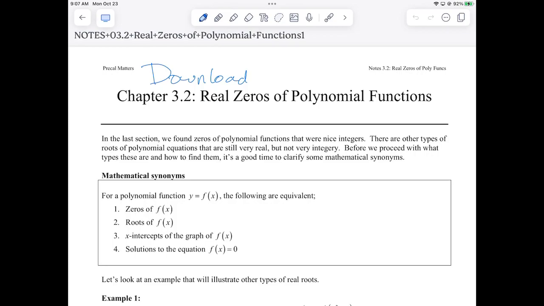Okay, but for right now, the real ones are the ones that you actually see on the graph of the real number line. Like in the quiz that we just took, we had those zeros. They either bounce, they cross, or they wiggle, right?